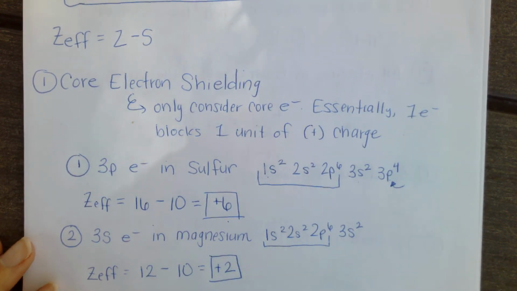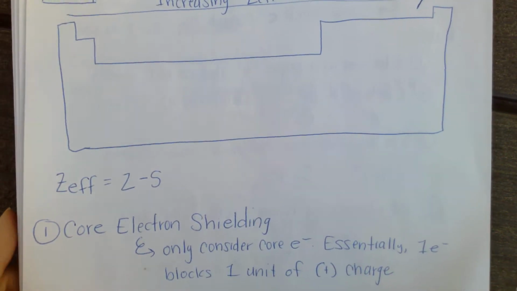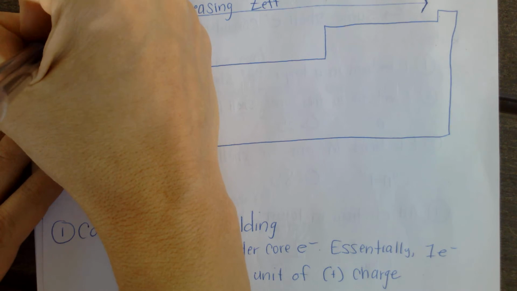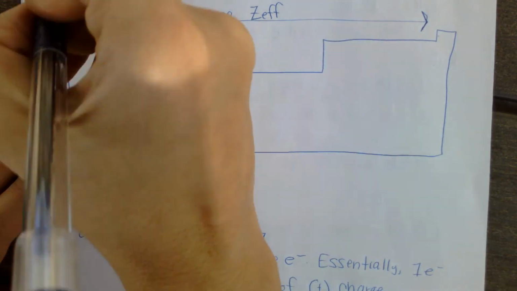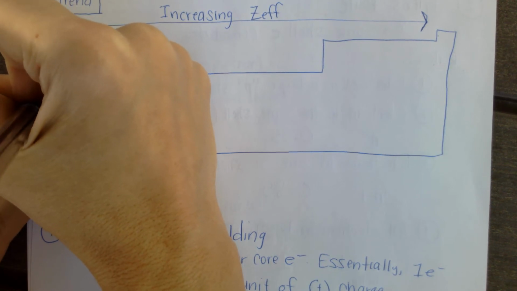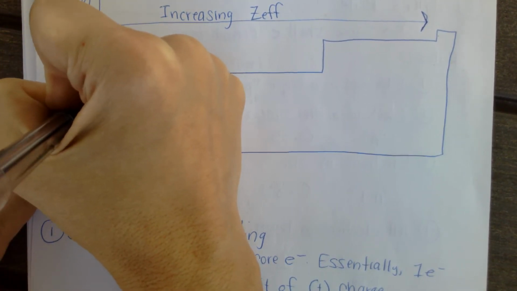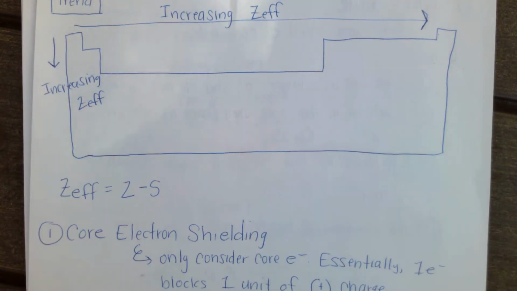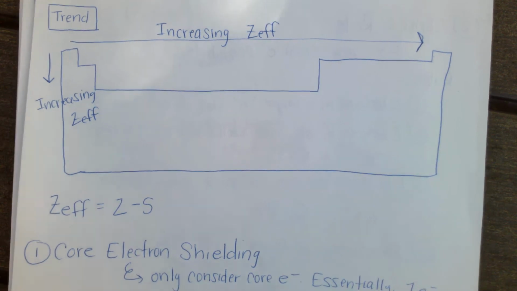Up-down is a little bit more subtle. It does turn out that effective nuclear charge increases as we move down. So that's also increasing effective nuclear charge. But I made that arrow a lot smaller because it's not as large of an effect here.